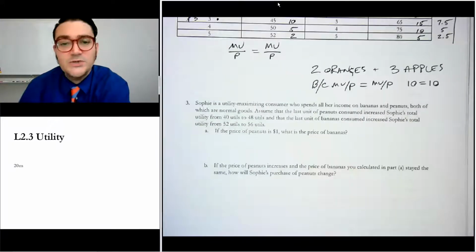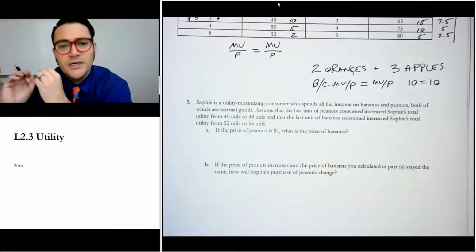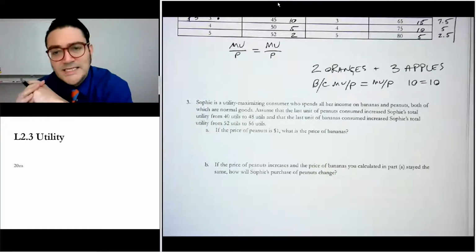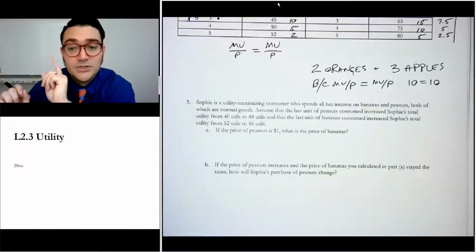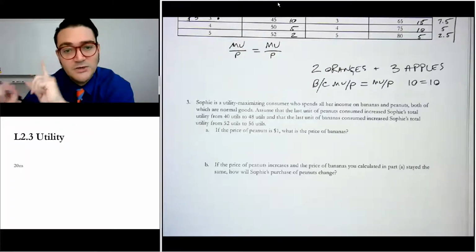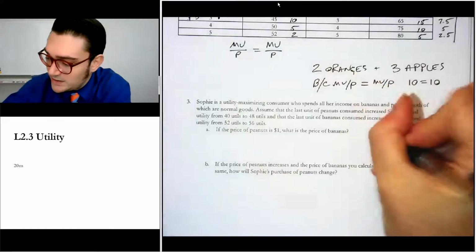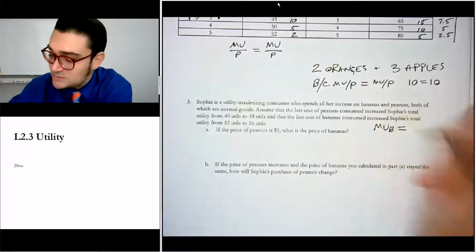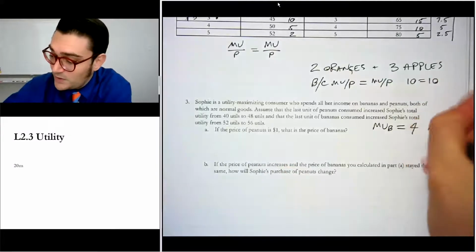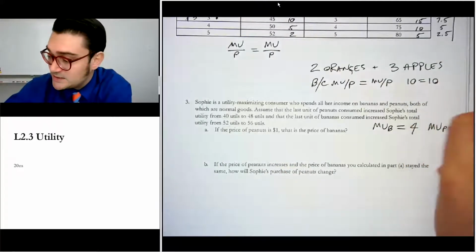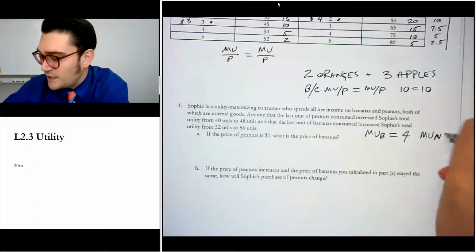Now, Sophie is a utility maximizing consumer who spends all her income on bananas and peanuts, which are both normal, okay. The last unit of peanuts increases her total utility from 40 to 48. The last unit of bananas goes from 52 to 56. So that's telling you the marginal utilities. So let's just say marginal utility of bananas, what was that? 52 to 56, so that's 4. And the marginal utility of peanuts, I'm just going to use N because P is for price, N for nuts, would be 8.